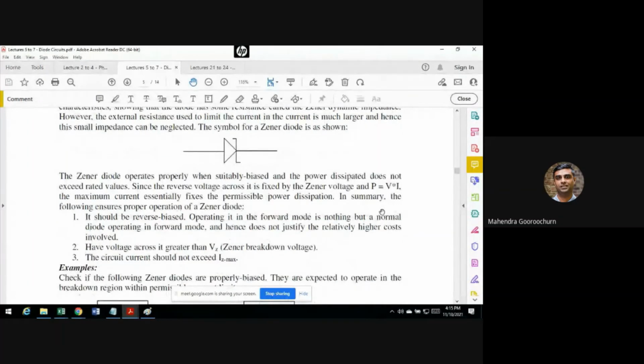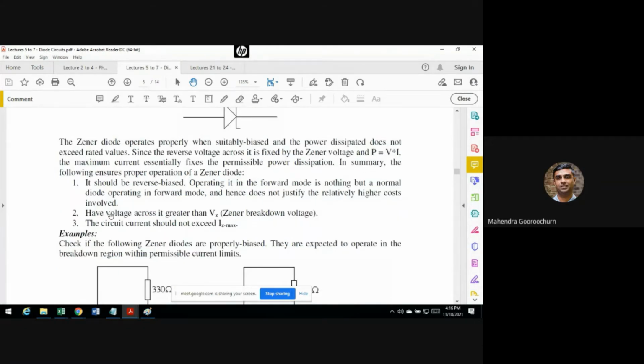Now let's look at the important conditions you would need to bear in mind when you're designing a circuit to use a Zener diode. So first thing, it should be reverse bias. If you connect a Zener diode in forward bias, it has no purpose because it's a normal diode. So you would typically connect a Zener diode in the reverse mode. Like I'm saying, operating it in the forward mode is nothing but a normal diode operating in forward condition, and hence does not justify the relatively higher cost involved. So in a circuit, if you see a Zener diode in forward mode, you would say yes, but why don't we use a normal diode? That's all. We have voltage across it greater than Vz.